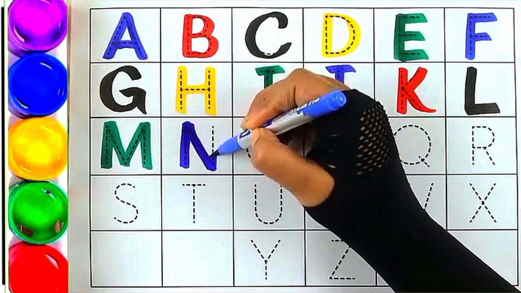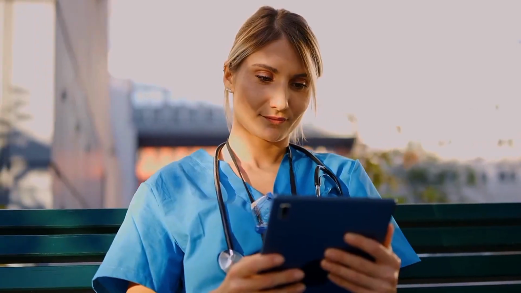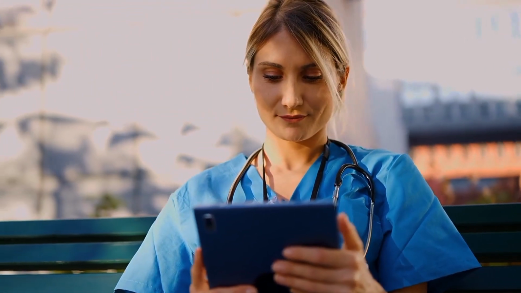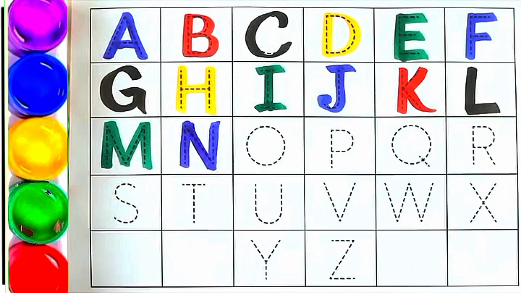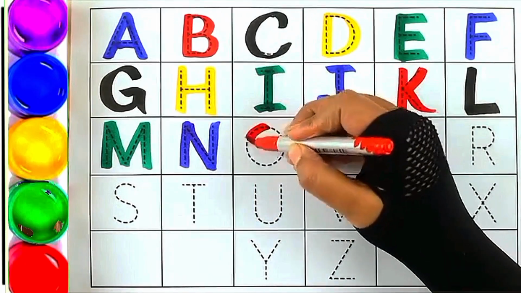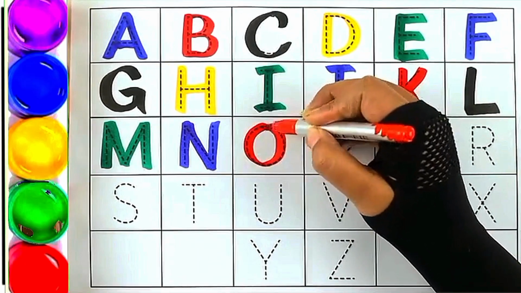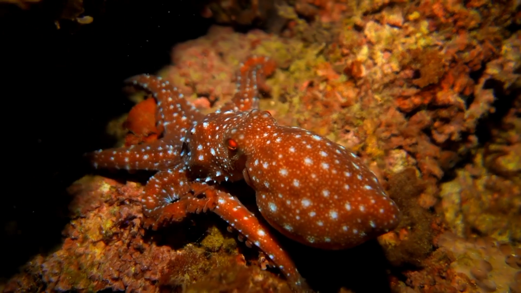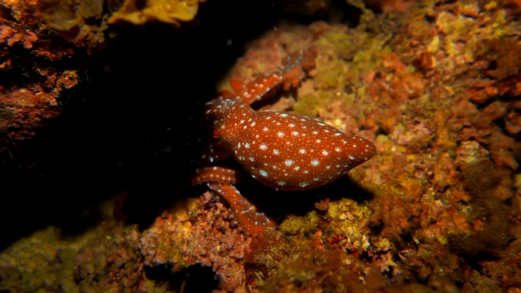N. N for nurse. This is a nurse. O. O for octopus. This is an octopus. Octopus.